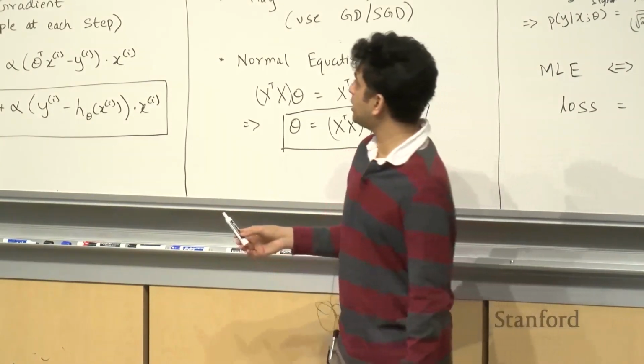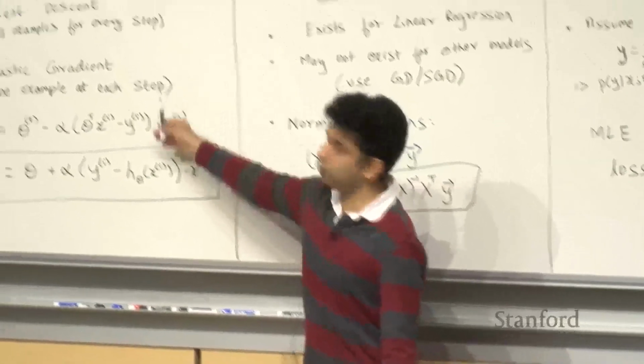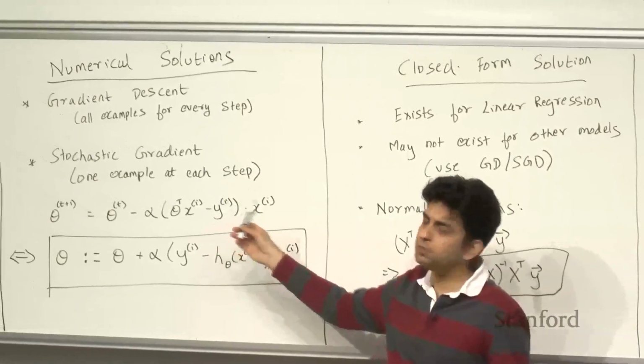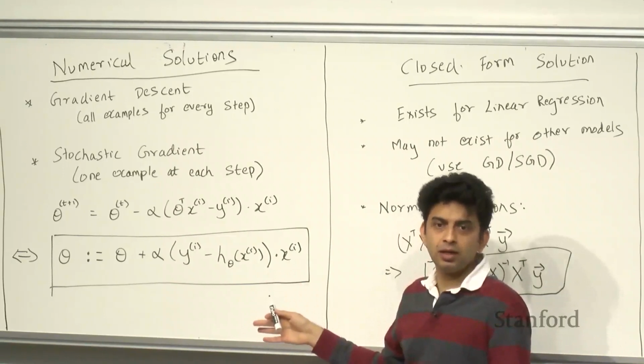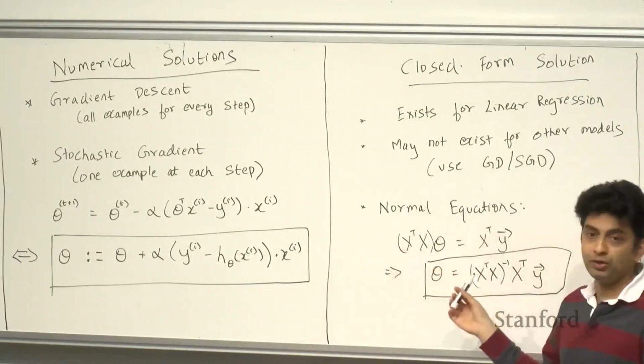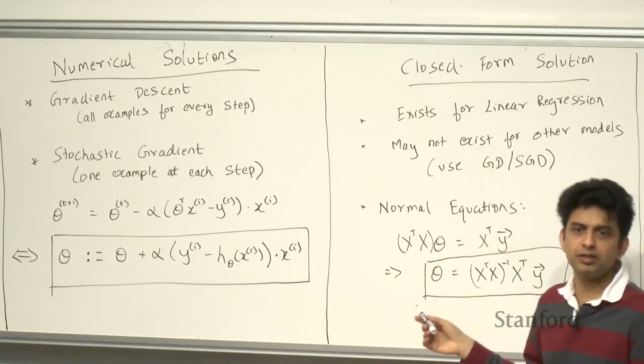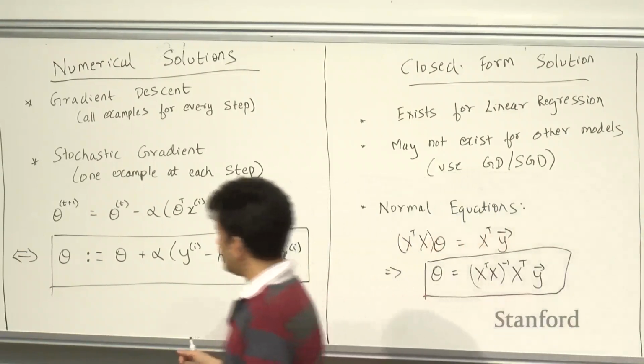So the question is, are there cases where you cannot use numerical solutions? Generally, numerical solutions always exist. The closed form solutions may or may not exist. That's generally the case. All right, let's move on.